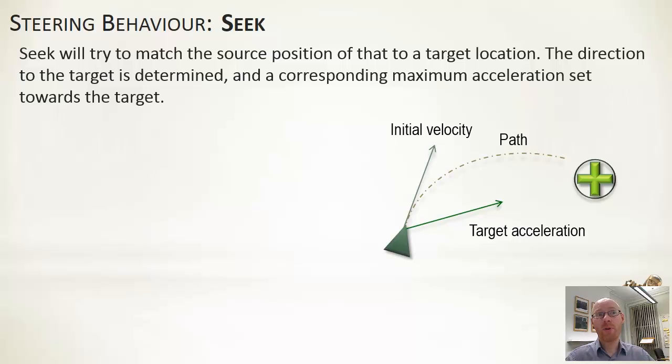So for seek, we're going to try to match the source position to a target location. We're basically trying to go to a specific target location. We'll determine the direction to the target, and we'll output a maximum acceleration, accelerating as fast as we can towards that. Because we're outputting an acceleration, that acceleration will update the velocity, and in turn the velocity will update the position. So if we're moving with initial velocity in a different direction, which takes us away from our target, outputting an acceleration will sort of smoothly bend us around towards where it is we want to go to.